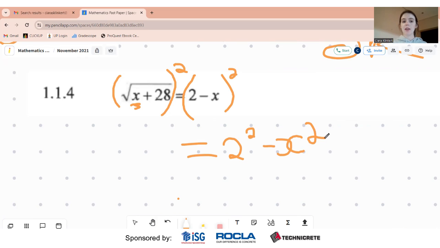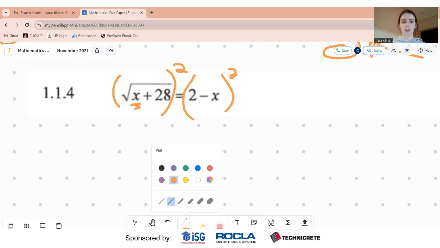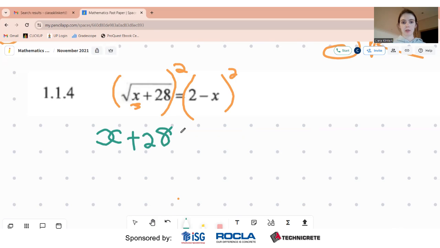Another thing worth noting is that before you square a square root in an equation, you need to make sure that the square root is isolated on one side of the equal sign, and all other terms that are not involved in a root are on the other side of the equal sign before you square. Otherwise, things will start to go wrong. So we just need to keep that in mind. Now, on the left-hand side, the square just cancels out the square root, and I will get x plus 28.